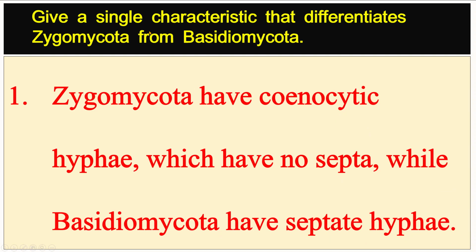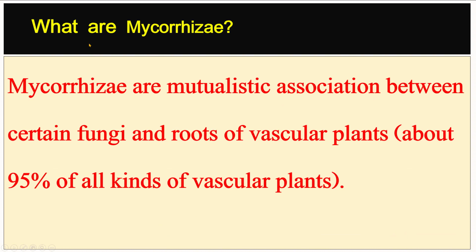Give a single characteristic that differentiates Zygomycota and Basidiomycota. Zygomycota have coenocytic hyphae which have no septa, while Basidiomycota have septate hyphae. What are mycorrhizae? Mycorrhizae are mutualistic association between certain fungi and roots of vascular plants. About 95% of all kinds of vascular plants.